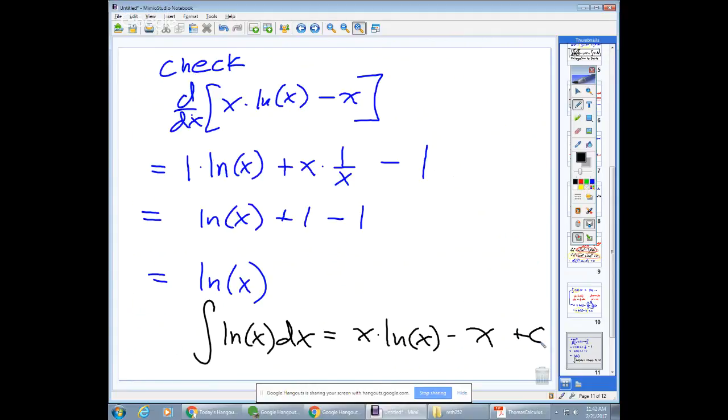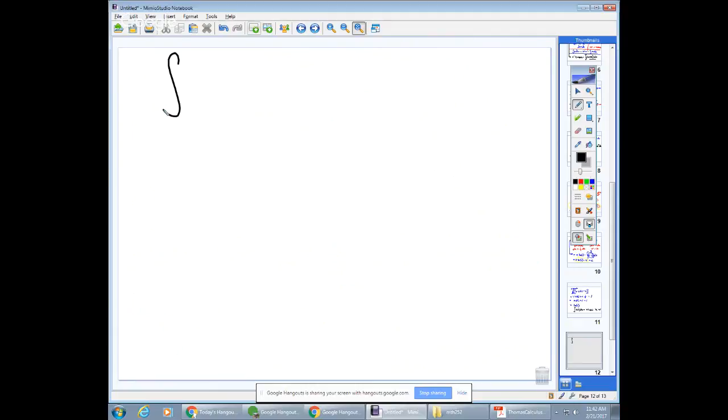Okay. Next fun one. Integral of e to the x times the, let's do cosine of x, because I think the book did sine of x. So let's be a little bit different.